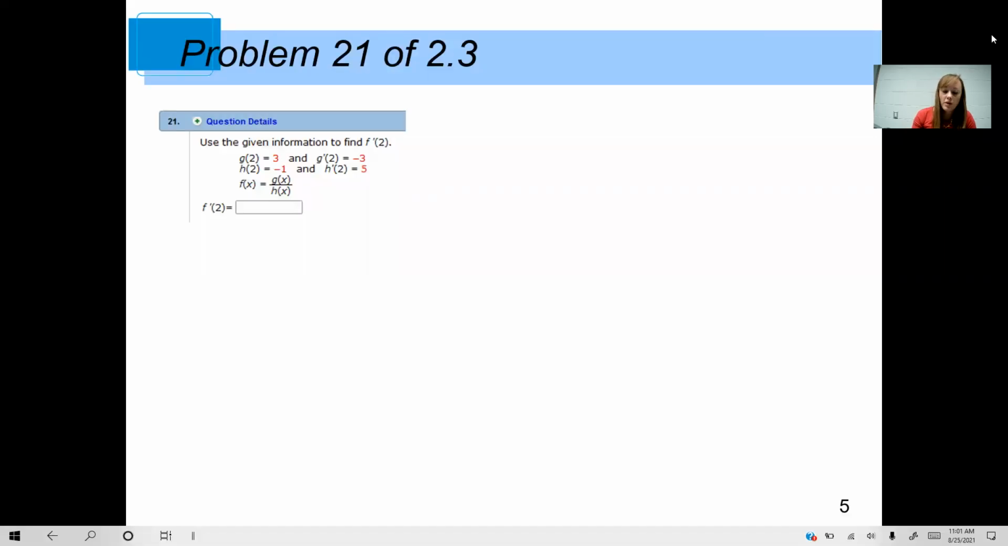This is problem 21 of section 2.3. In this problem, we're given some information and then we're asked to use that given information to find f prime of 2. And we have some useful parts.